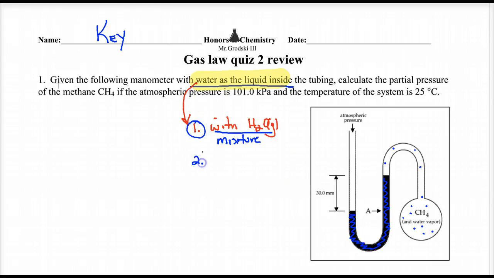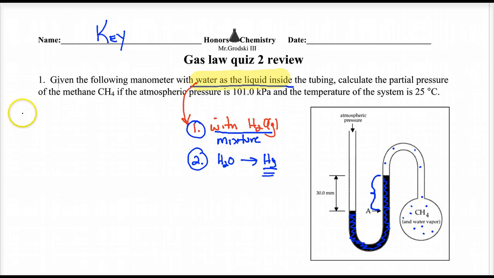The second thing it tells me is that to evaluate the total pressure in here, and I need the total pressure before I can get one of the gases, I'm going to have to change this height of liquid being supported in water to density. So we're going to have to convert the H2O height into mercury height, because that's a pressure equivalent, to do the problem. So let's get started.